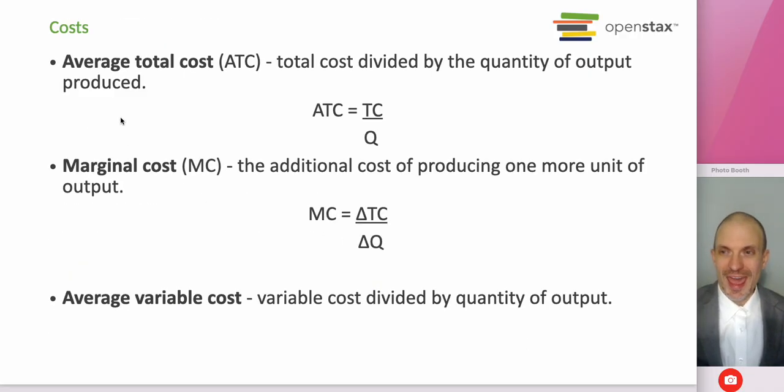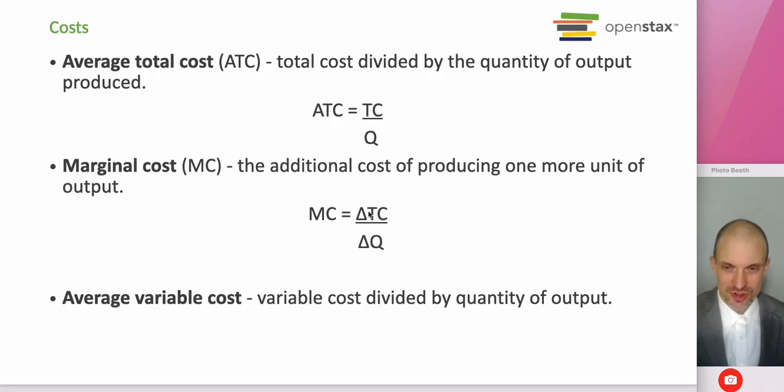Okay, average total cost is just total cost divided by output. Marginal cost is the first derivative, if you know calculus, of total cost. If you don't, don't worry about it. Marginal cost is the incremental change in total cost, right? So this delta is like a derivative d. So this is dTC/dQ. Don't worry about that otherwise.